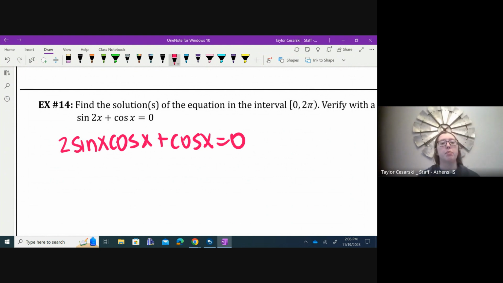Once you get to this step right here, it should look exactly the same as what you did in 3.10. I have a GCF of cosine of x on both terms, so I'm going to factor that out.